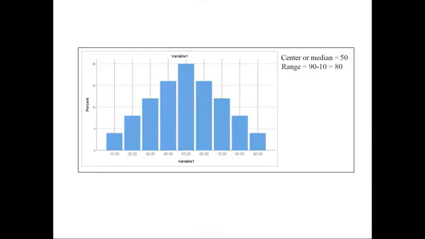For example, in this bar graph, the center or median is 50, the range is 80, the largest observation value, 90, minus 10, the smallest observation value.